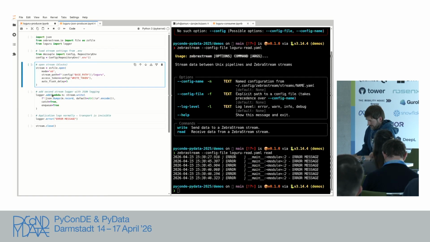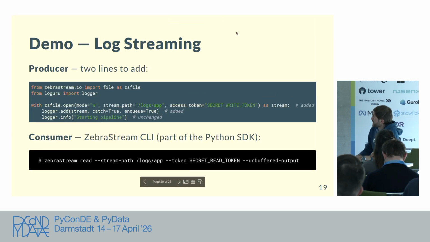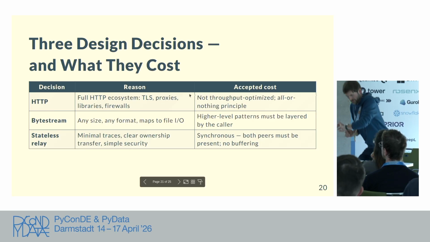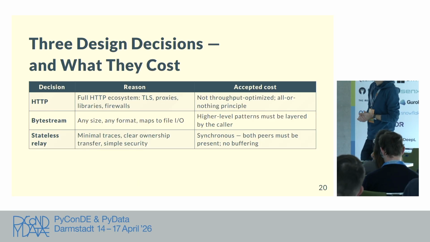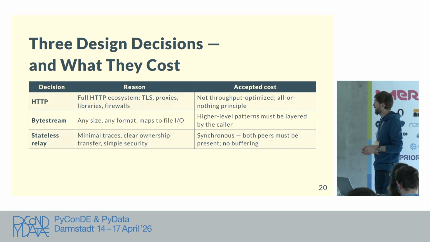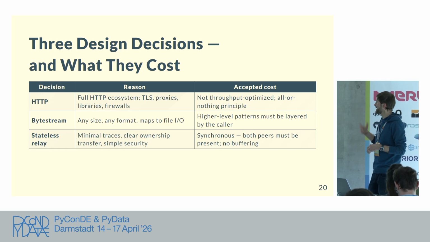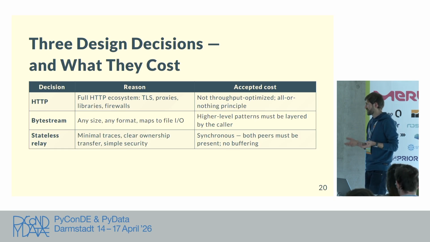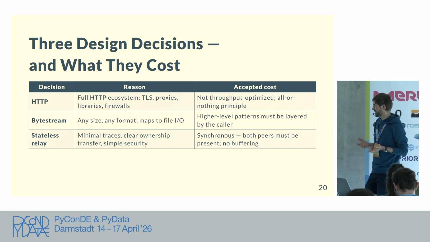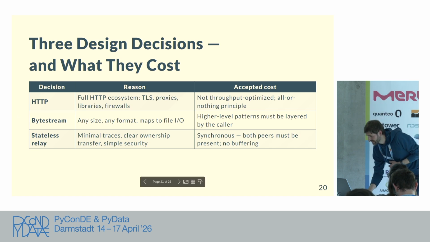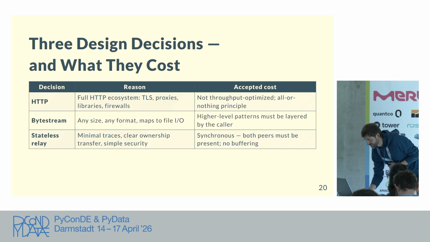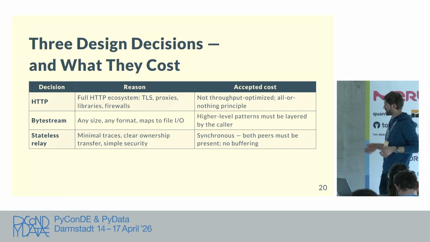So let me go back to the slides. Now we come to the real core. What did we do? Well, we decided to use HTTP because it's portable. It has issues, it has drawbacks, yes, but that's okay. We decided to use bytestreams, any size, any format, and we made the relay stateless, which means both sides need to connect at the same time. There's no buffering. And that's an informed decision. We want these properties because they give you what we just saw.